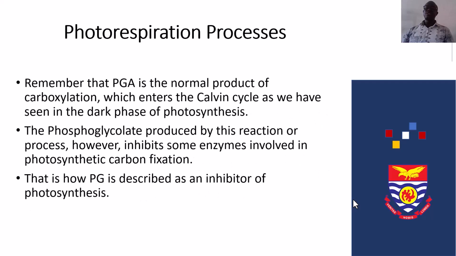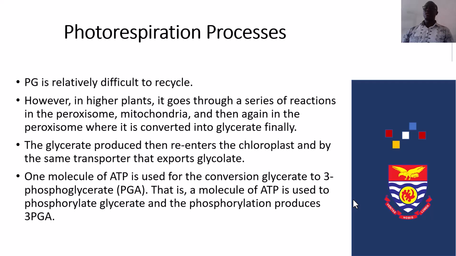So remember that PGA is a normal product of carboxylation which enters the Calvin cycle as we have seen in the dark phase of photosynthesis. The phosphoglycolate produced by this reaction or process, however, inhibits some enzymes involved in photosynthetic carbon fixation. That is how PG is described as an inhibitor of photosynthesis. PG is relatively difficult to recycle. However, in higher plants, it goes through a series of reactions in the peroxisome, mitochondria, and then again in the peroxisome where it is finally converted into glycerate.